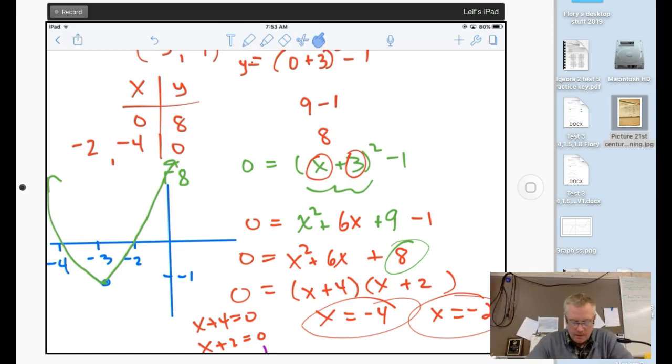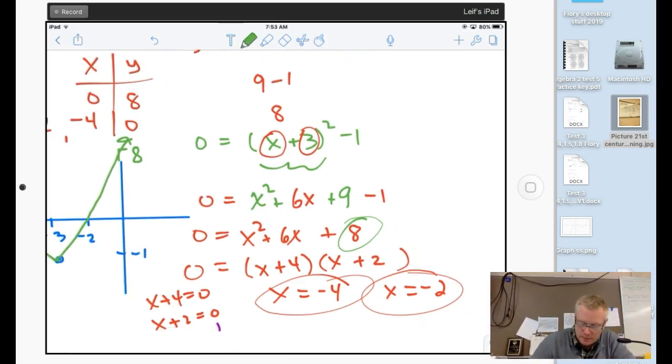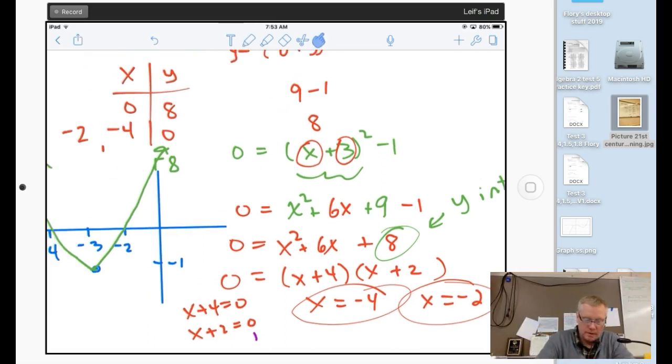Okay. This is the constant, and that's the y-intercept. When it's in standard form, the y-intercept is that. Okay. All right, so that's the first one.